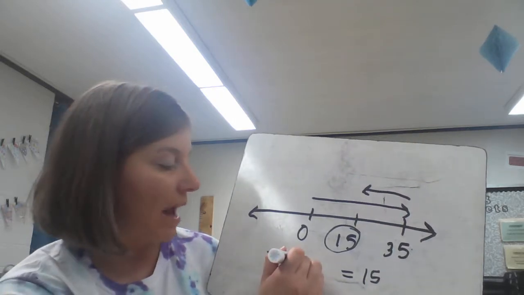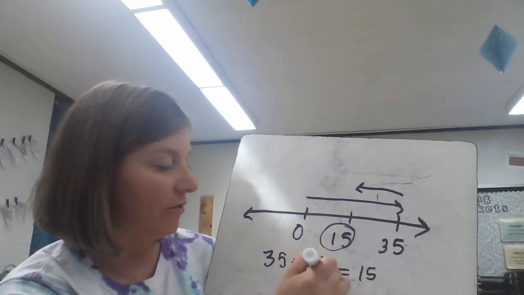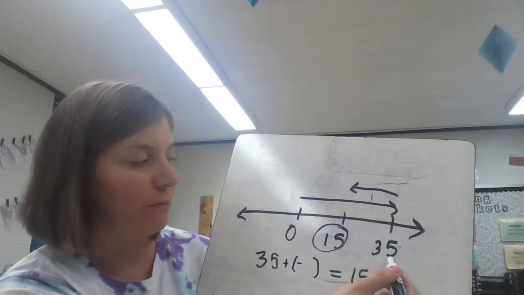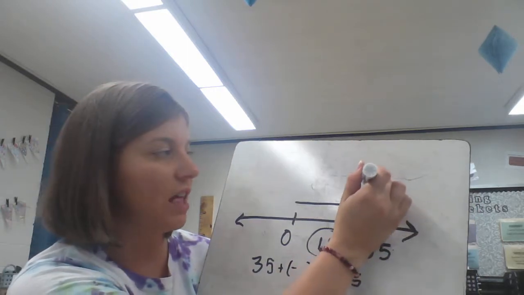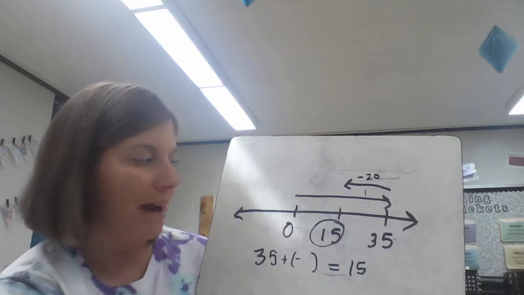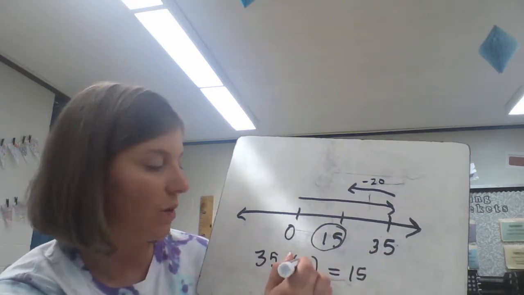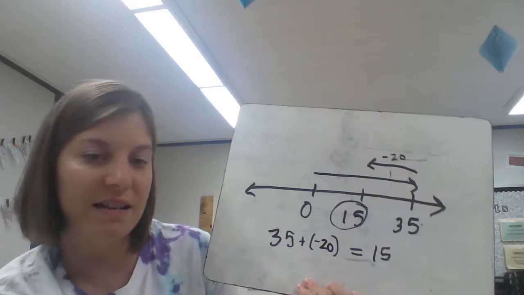So we could say we're adding a negative because we're going backwards. Now, how much is it from 35 to 15? Well, this line is 20 backwards because 35 to 15 is 20. So I would say it's negative 20.